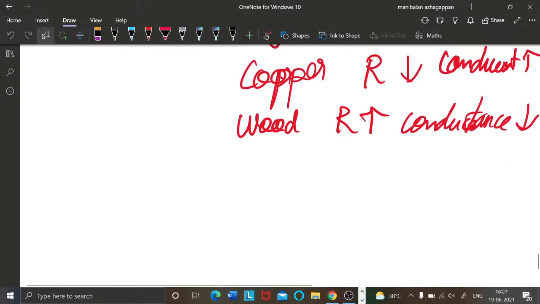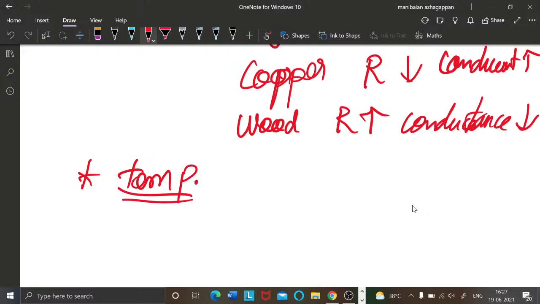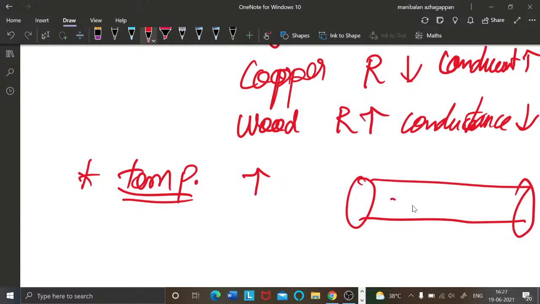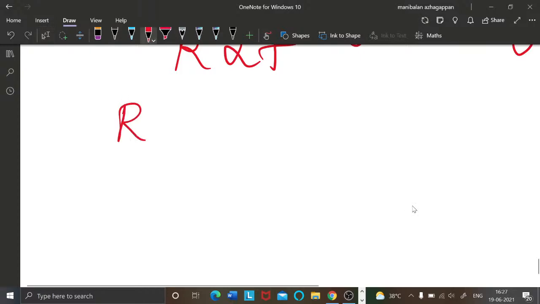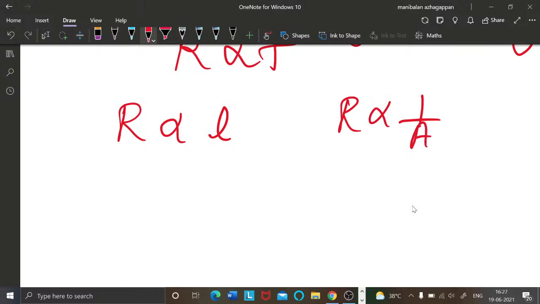The next one is temperature. How does temperature affect the resistance? If the temperature increases, all the molecules start to vibrate and offer more resistance. So temperature is directly related to the resistance. I'll repeat again: resistance is directly proportional to length and inversely proportional to area. A good conductor has less resistance, a bad conductor has more resistance. If temperature increases, resistance increases.